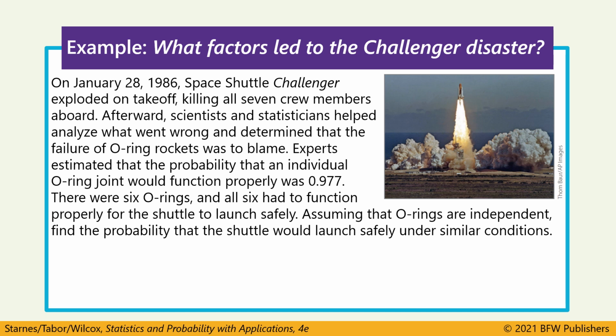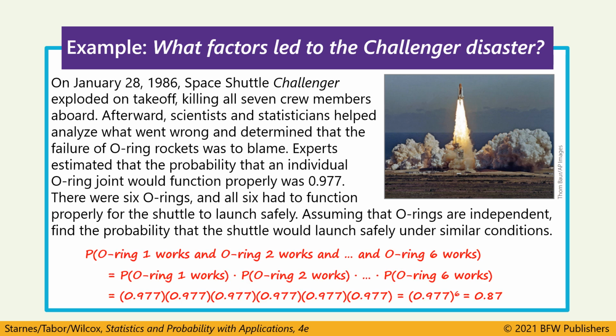So putting it into a probability problem, we would need the first O-ring to function properly, and the second one, and the third one, all the way up to the 6th one. So it would be that 0.977 times itself 6 times, which gives an overall probability of 87%. So in other words, there was a 13% chance that this rocket would explode on takeoff just because of these O-rings, or about a 1 in 7 chance.